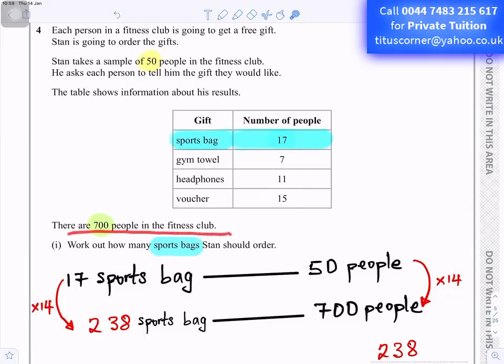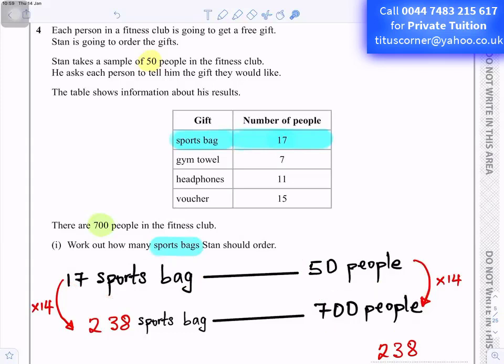There are 700 people in the fitness club. Work out how many sports bags Stan should buy. So 17 sports bags are required from 50 people. If we change the number of people to 700, how do we get from 50 to 700? We can do 50 times 14, or we do 700 divided by 50. That gives you 14. So it was 50 people, 17 sports bags. If we times by 14, we'll get 700 people.